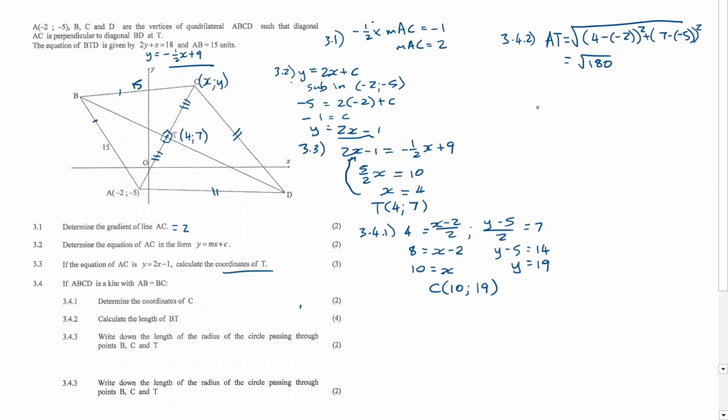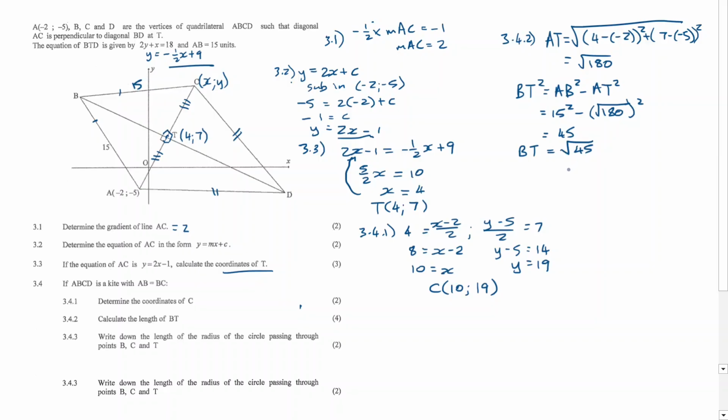And then if you're trying to work out BT, BT squared will equal the hypotenuse squared minus AT squared. BT squared, AB squared is 15 squared. AT is square root of 180. That will just leave me with an answer of 45. And so BT will be square root 45 or 3 root 5, however they present it to you.